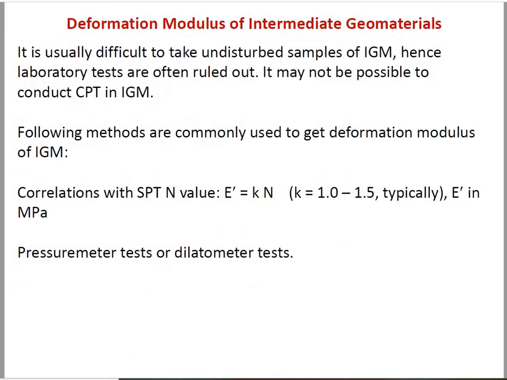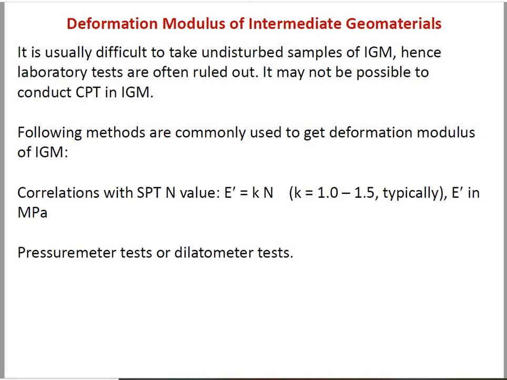Now, when you talk about the intermediate geomaterials: when you conduct the SPT test and go from the soil layer, you are going to reach the rock. In the intermediate layer you can't call it rock, and you can't classify it as soil, so you call it an intermediate geomaterial, but it is very strong compared to soil. You can't take undisturbed samples of such material, so the question of laboratory testing is ruled out. And you cannot do the CPT because it is a very strong material, and it is very difficult to penetrate the cone in such a material.